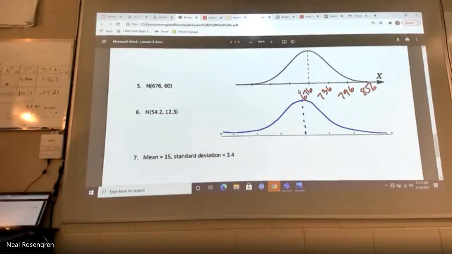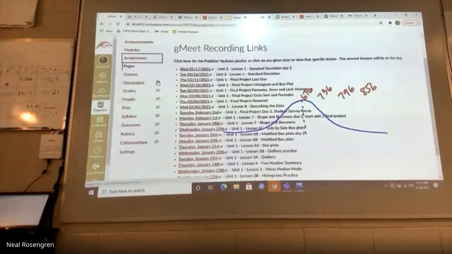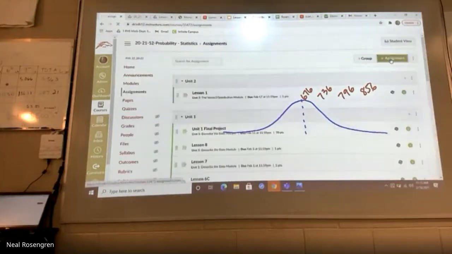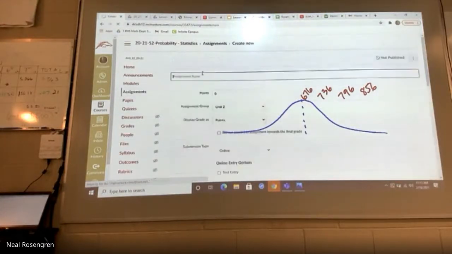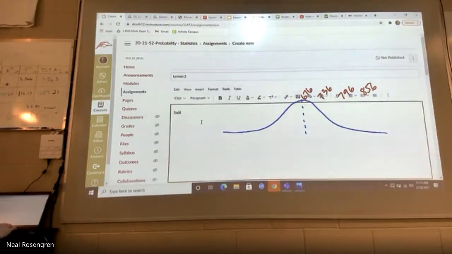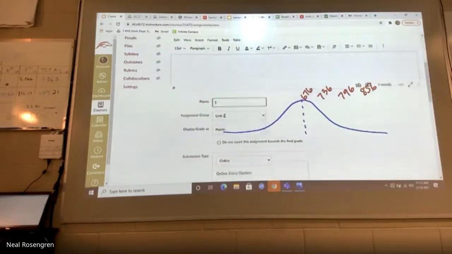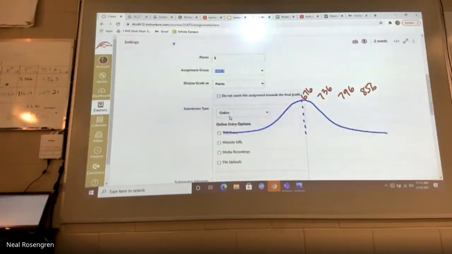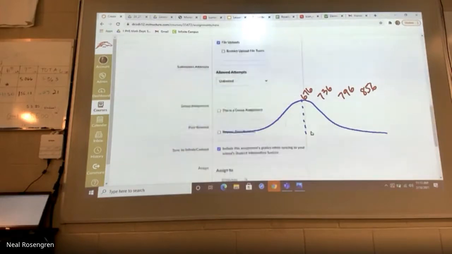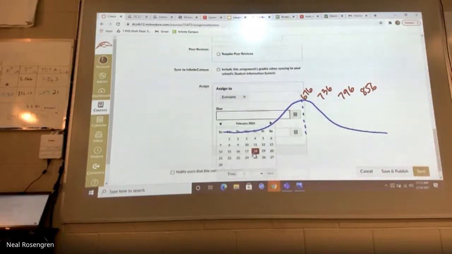Yeah, so let me actually, I don't think I've done it yet. I got to put an assignment on Canvas for lesson 2. Let's do that real quick. If it's done, let's just get it in now. You don't have to worry about remembering to do it later. Lesson 2, submit here, 5 points, unit 2, online, file uploads. It is due today, Thursday. Save and publish.